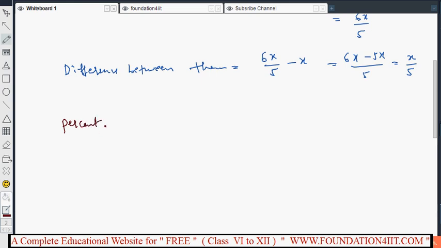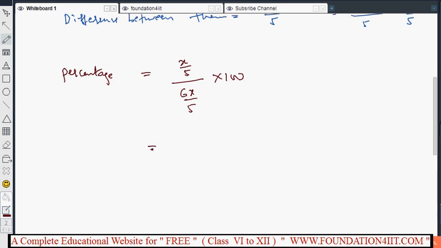So how much percentage cheaper do they ask? The percentage by which wheat is cheaper than rice is x by 5, that is how much cheaper, divided by 6x by 5, because they are comparing with rice, into 100. X by 5 into 5 by 6x into 100. So after cancellation, x cancels, 100 by 6, which is 50 by 3.